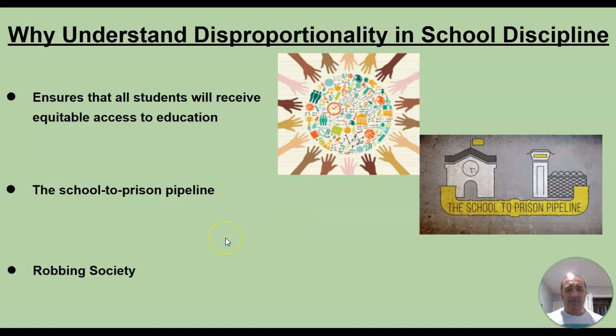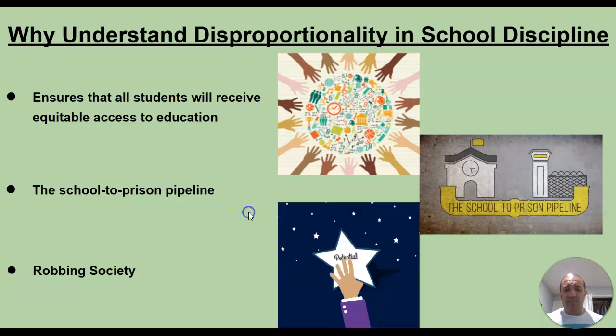And finally, by not addressing the disproportionality in school discipline, we are literally robbing our society of the potential that these students could possibly make by uninvesting in these children. We are teaching them that they're not important, and in doing so, they do not fulfill their full potential and become the brain surgeons or the NASA astronauts or the scientists or the mathematicians or the wonderful parents in the world that we know they can be.